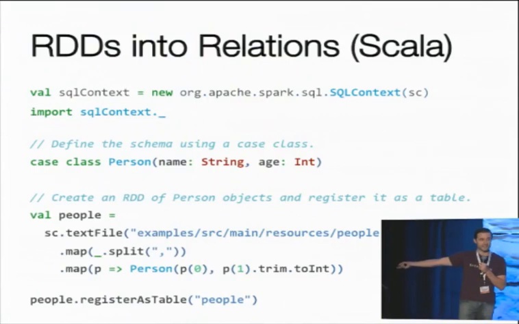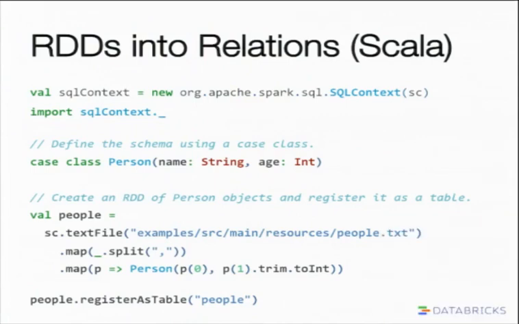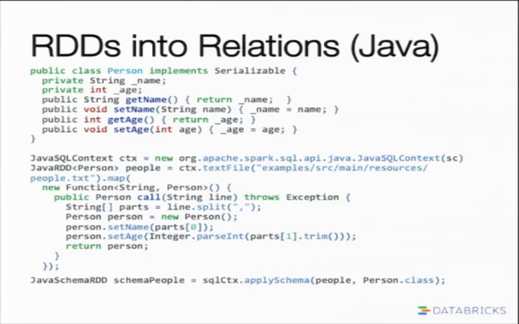So you can see here, even though this is just a standard RDD, when I call register as table on it, since that's not an operation you can do on a normal RDD, the Scala compiler implicitly converts it into a schema RDD. And so, once again, now we've got this people table, just like in Python. And you could do the same thing in Java.